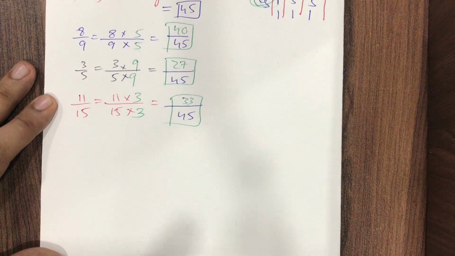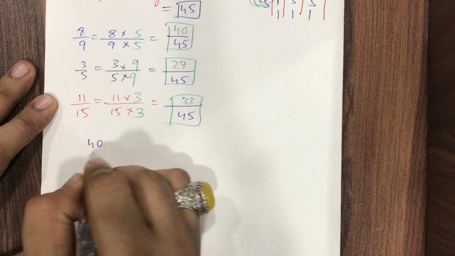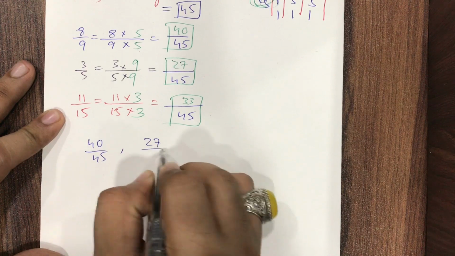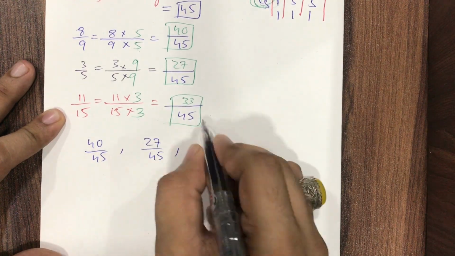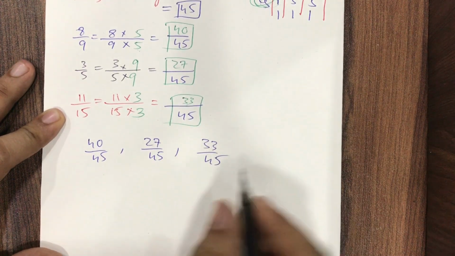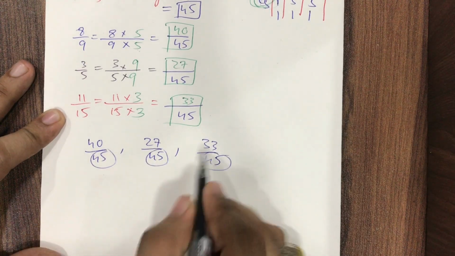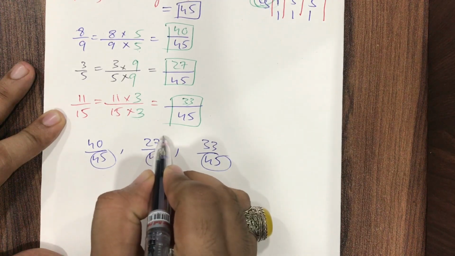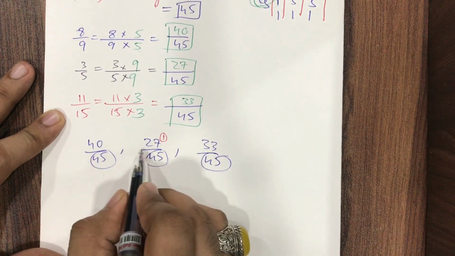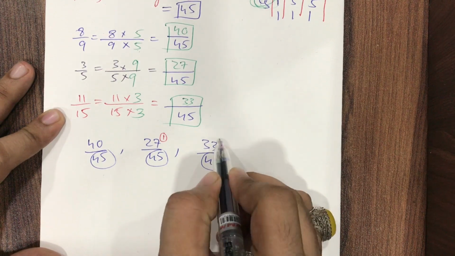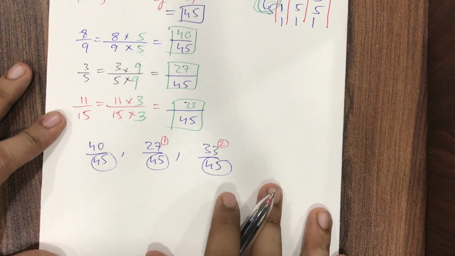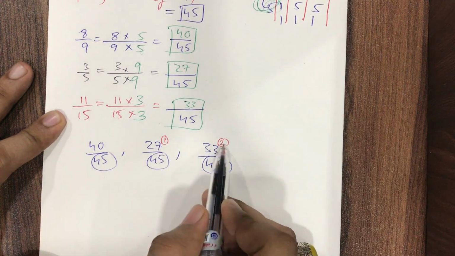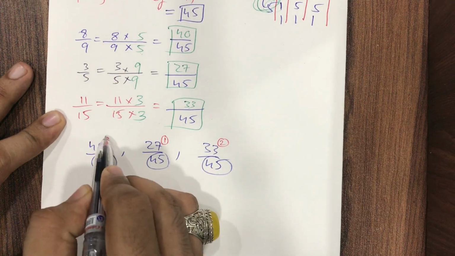Now I'll write all the three fractions over here. What are the three fractions we obtained? We obtained 40 upon 45, then 27 upon 45, and the last 33 upon 45. Now as all the denominators are the same, can I say 27 is the lowest? So this will come first, then 33 will come second, because it's ascending order from lowest to highest. 27 first, 33 second, and 40 third.